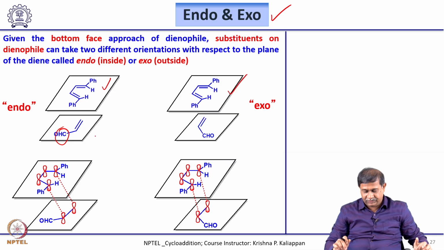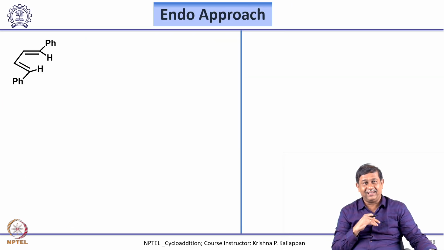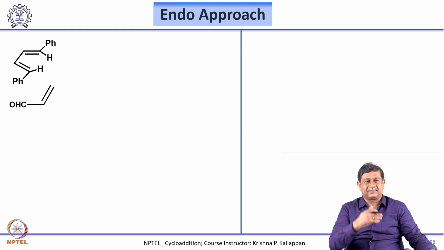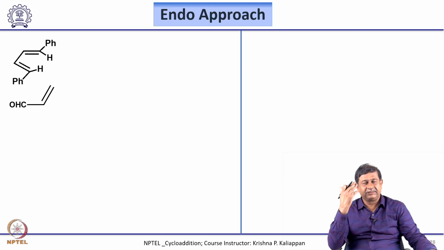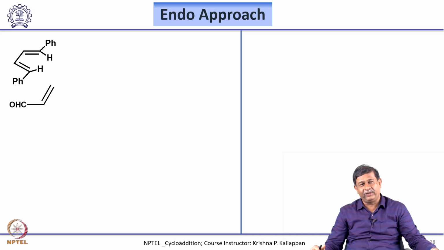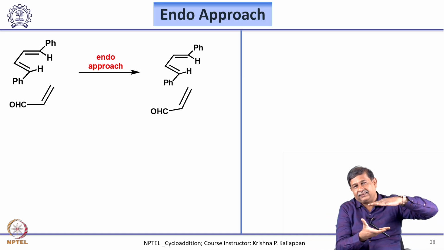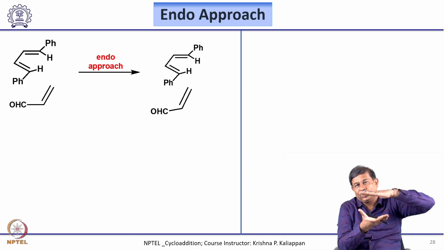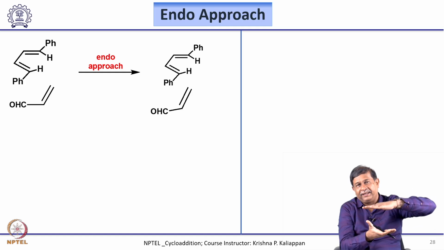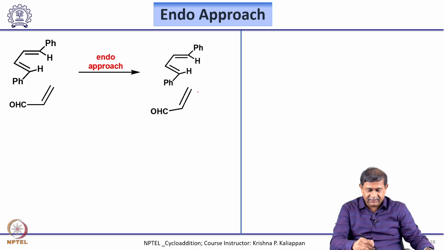Okay. So once you know this, then it is very easy to draw endo and exo products. So now let us look at it with three-dimensional imagination. You have the diene, and the dienophile is acrolein. For the endo approach, as I said, the aldehyde or any electron withdrawing substituent should be below the plane of the diene. When it approaches from the bottom face, the aldehyde should be below the plane of the diene. So this is what it is.